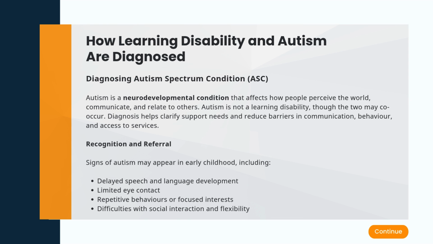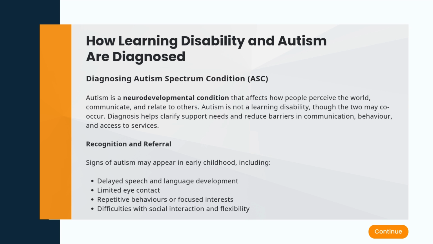Diagnosing autism spectrum condition (ASC). Autism is a neurodevelopmental condition that affects how people perceive the world, communicate, and relate to others. Autism is not a learning disability, though the two may co-occur. Diagnosis helps clarify support needs and reduce barriers in communication, behavior, and access to services.